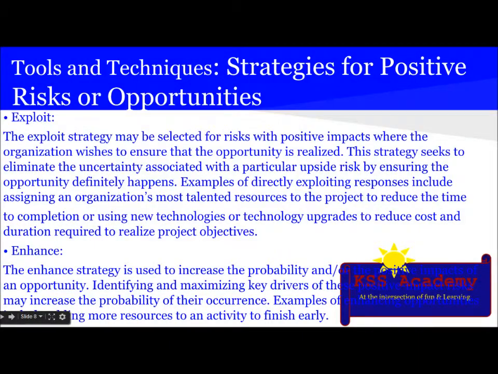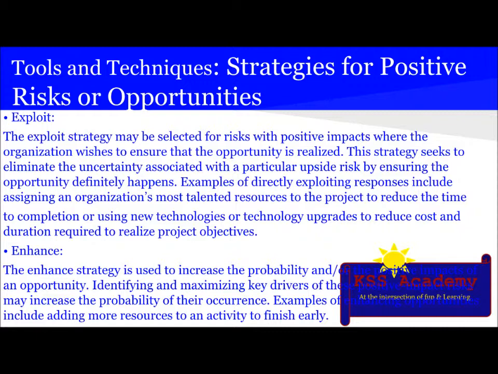The next strategy is for positive risk or opportunity. The first action which you could take is exploit. The exploit strategy may be selected for risk with a positive impact where the organization wishes to ensure that the opportunity is realized. This strategy seeks to eliminate the uncertainty associated with a particular upside risk by ensuring the opportunity definitely happens.